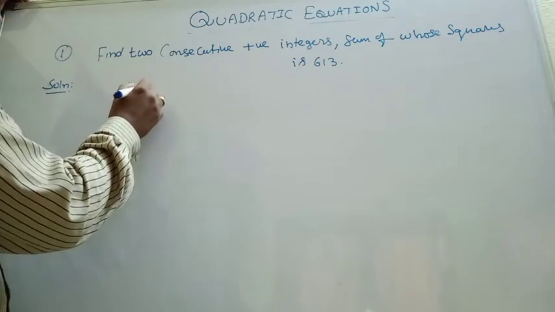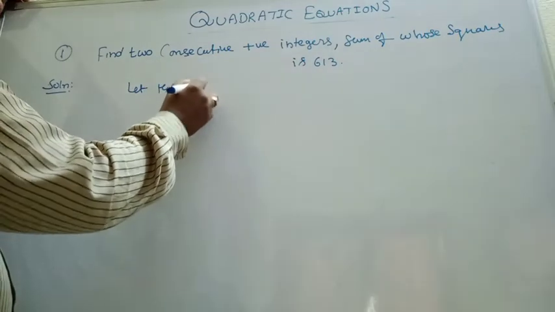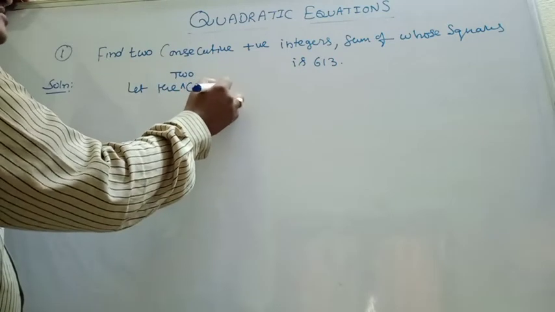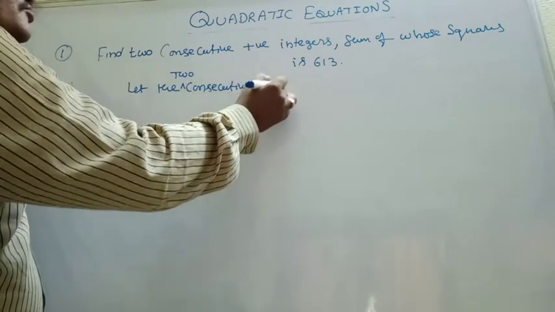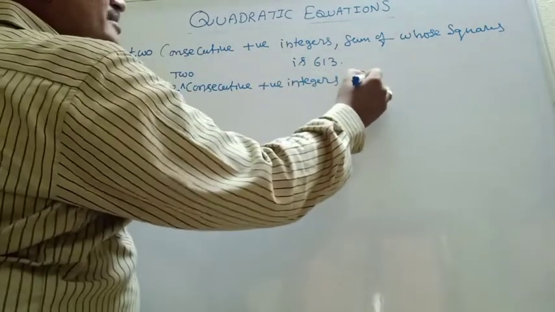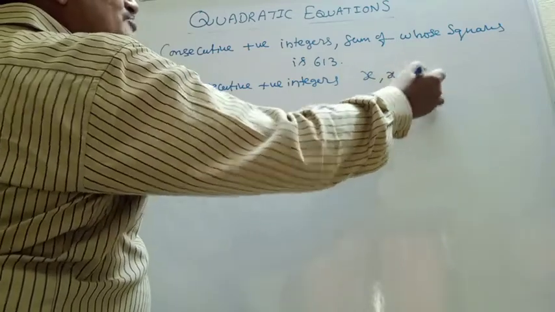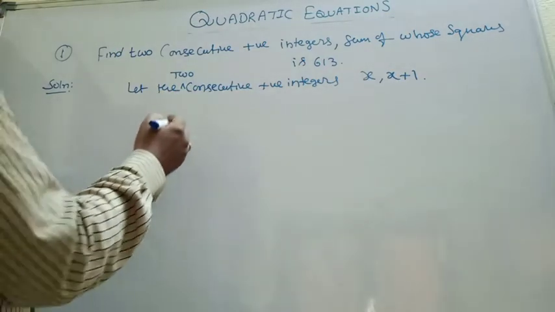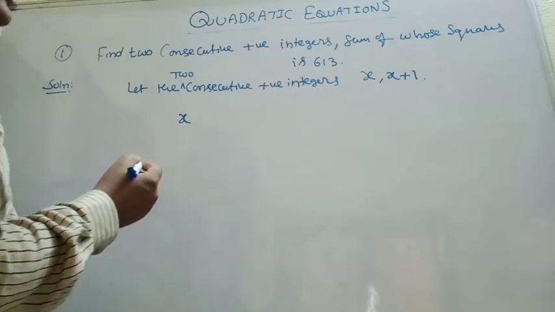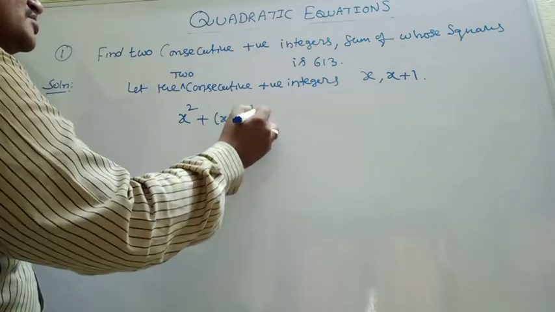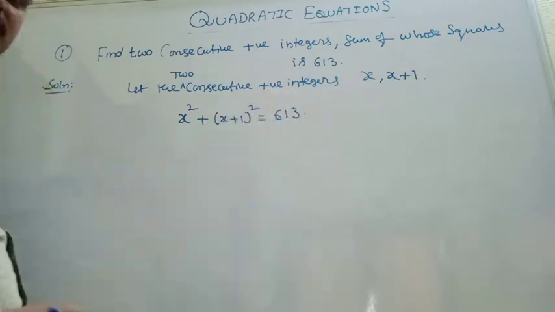Let the two consecutive positive integers be x and x plus 1, because consecutive positive integers means the next integer. They are given that the sum of whose squares is 613, that means x square plus (x plus 1) whole square is equal to 613.